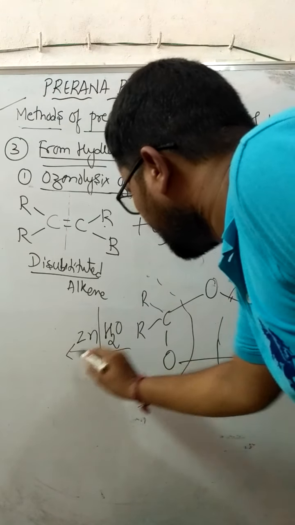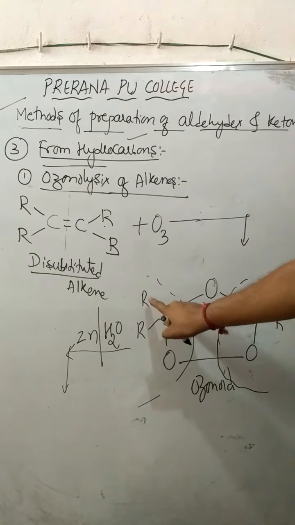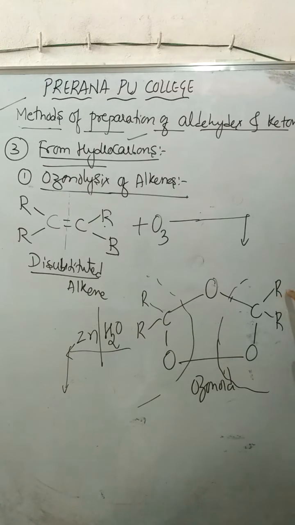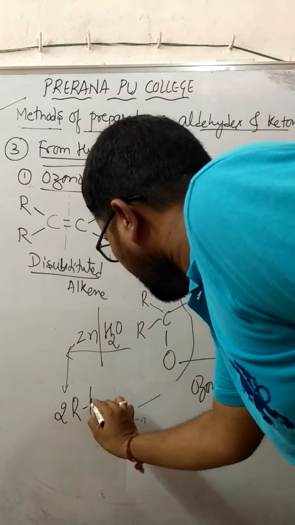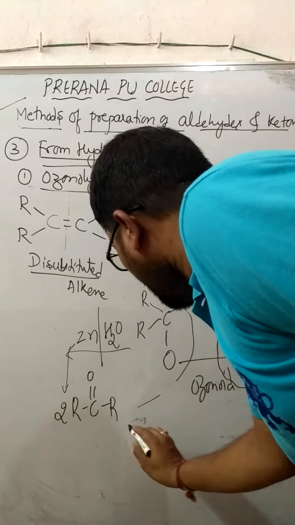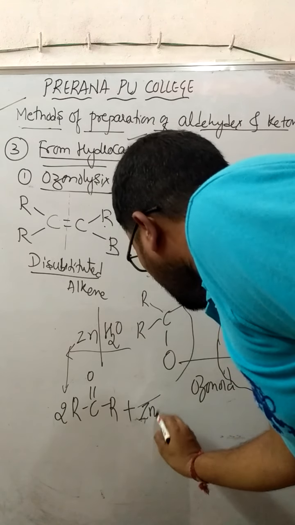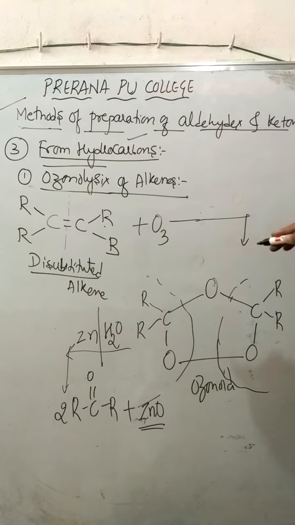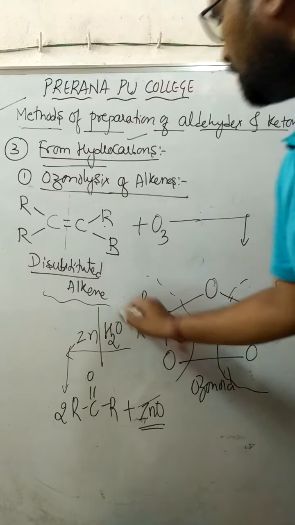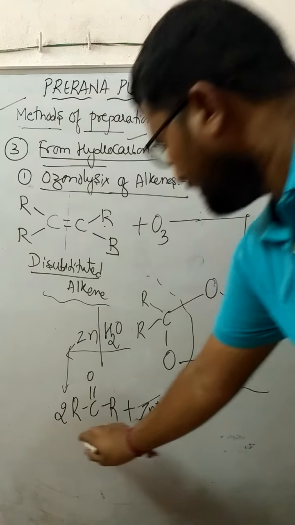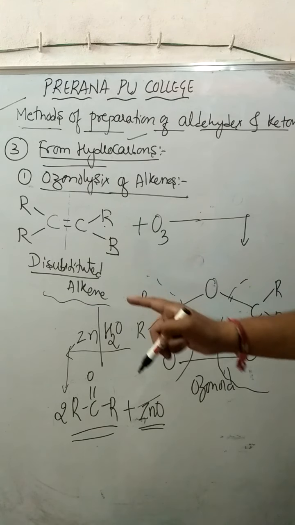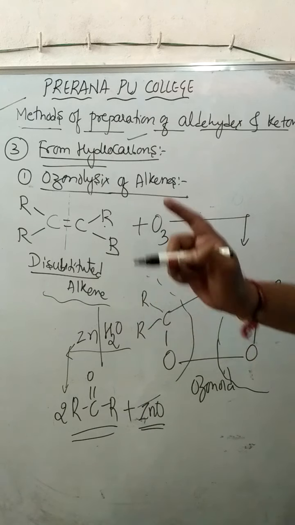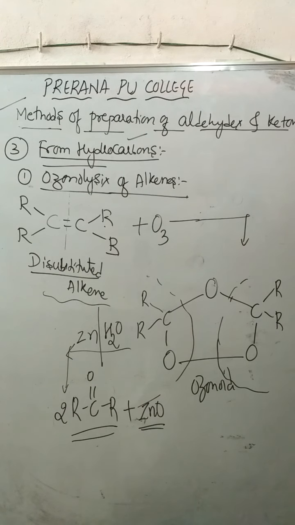metal, upon subjecting it to hydrolysis, so what we get? RCOR, and here also RCOR, so that we get 2 moles of ketone, that is RC double bond OR, along with the formation of zinc oxide. So this is the method. When a di-substituted alkene is utilized, we can get ketone as the major product, but when mono-substituted alkene is utilized, we get aldehyde as the major product. So this is the method by which both aldehydes and ketones can be prepared.